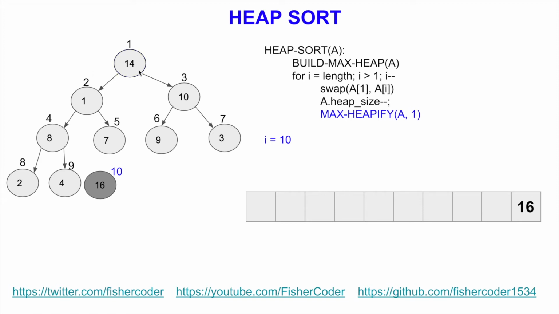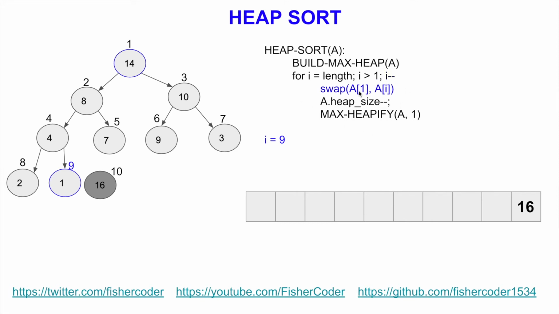We swap 1 with 14, and then this one is still violating max heap property. So we call max-heapify on that. Keep calling max-heapify on this one. It goes down here. Now the remaining of this tree is still a valid max heap. So at this point, we decrement I by 1. All right. Now I is 9. So we'll continue to follow the instructions of this for loop.